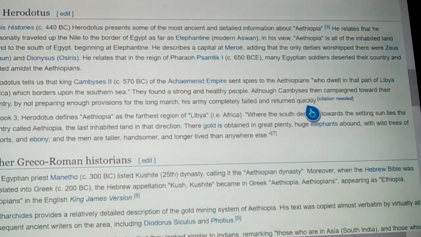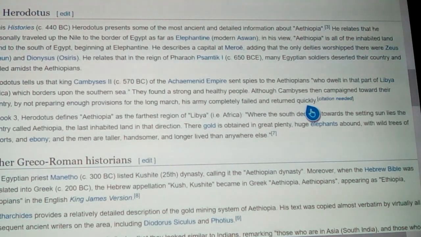So he basically just went up there, like they pointed up there and told him to. So he just kind of does the same thing, beginning at about Elephantine. So they were there, apparently, and just kind of went up there. And so he describes it that way. He describes a capital at Meroe. Now, Meroe is actually made by the Persians, and it was named for Cambyses' sister.